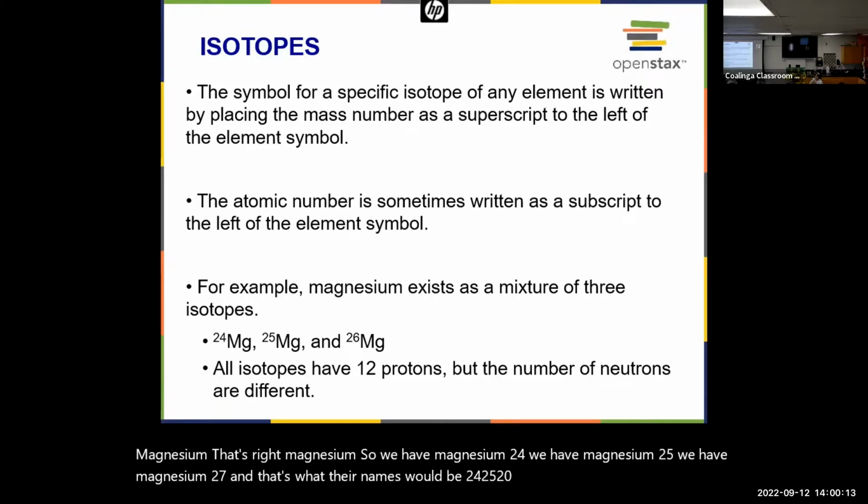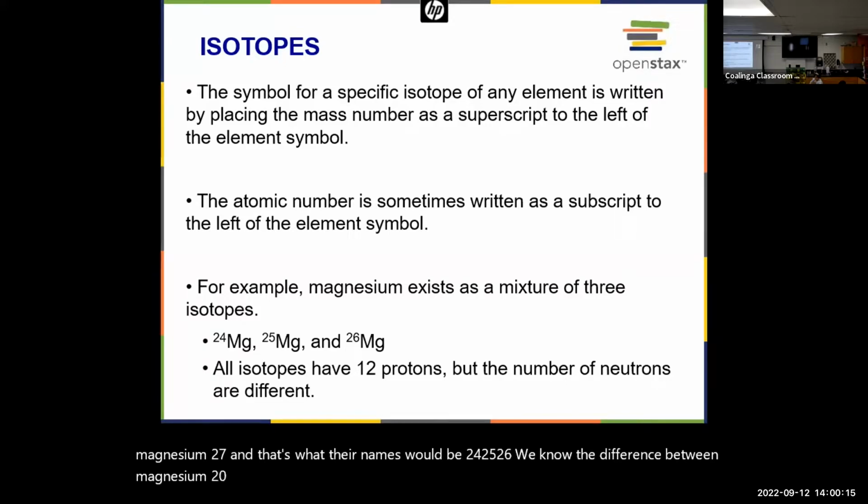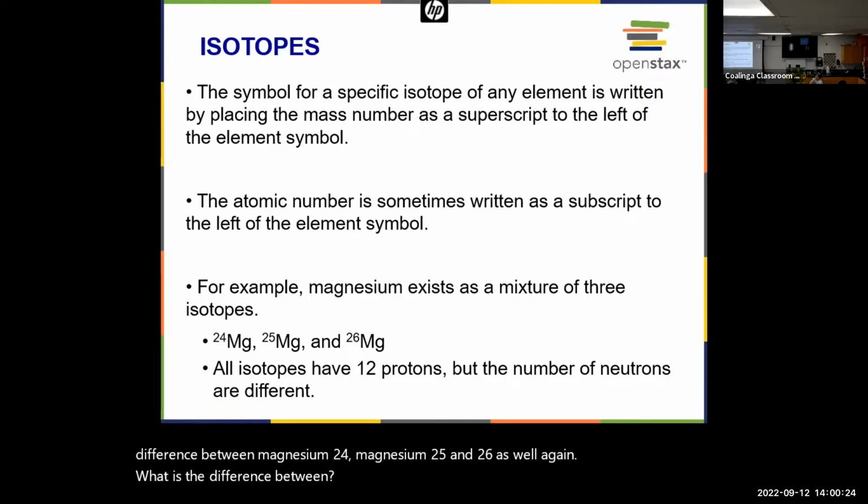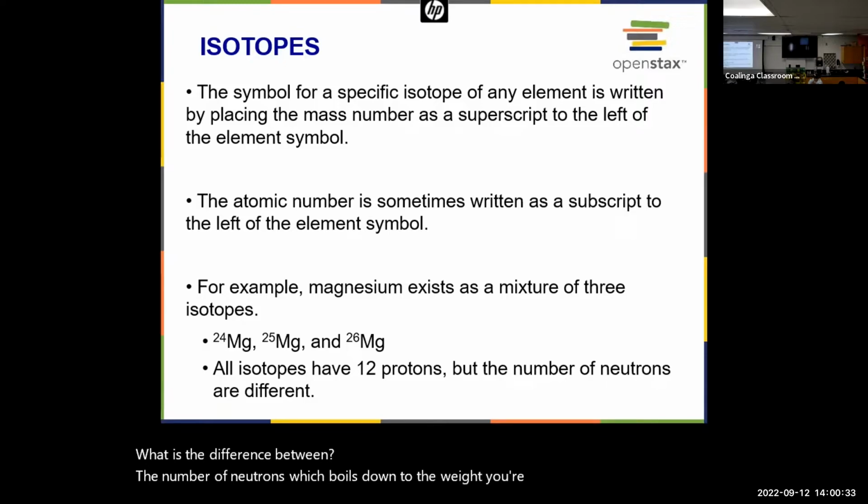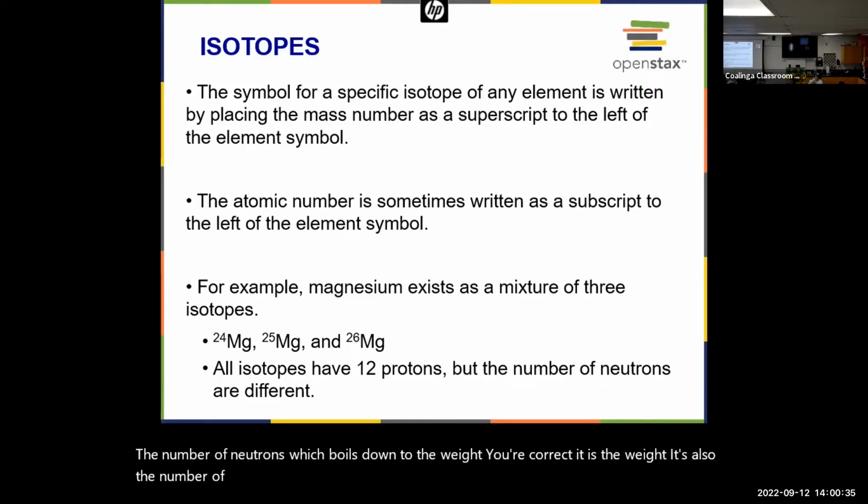We know the difference between magnesium 24, magnesium 25, and magnesium 26 is what again? They're isotopes, but what is the difference between them? It's not charge. The number of neutrons, which boils down to the weight. You're correct, it is the weight. It's also the number of neutrons, right?